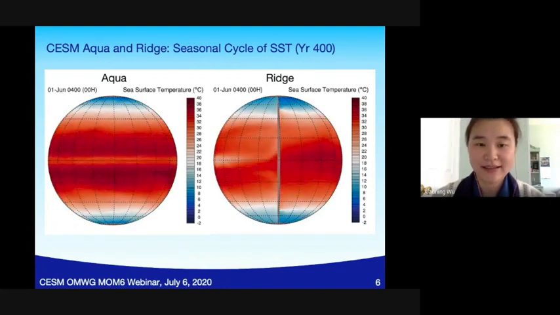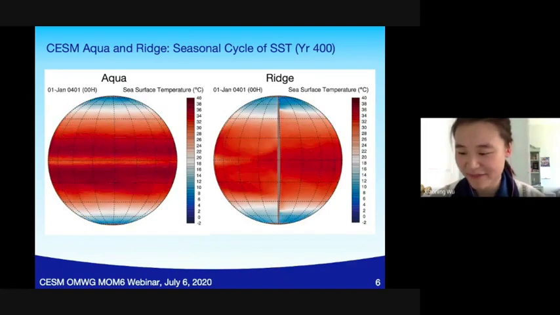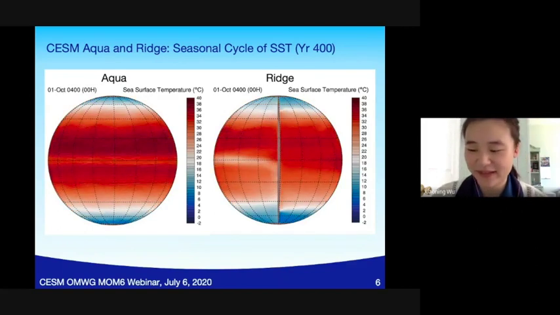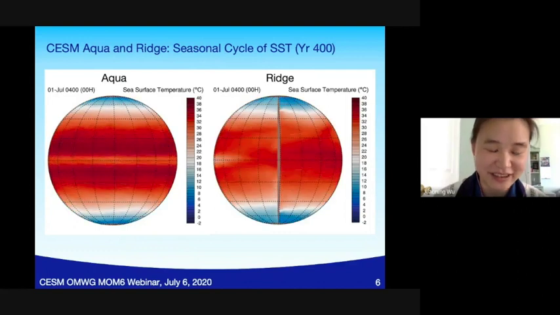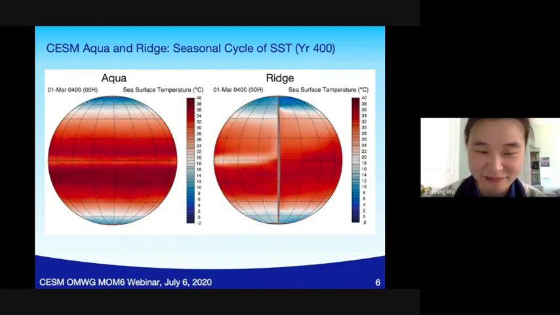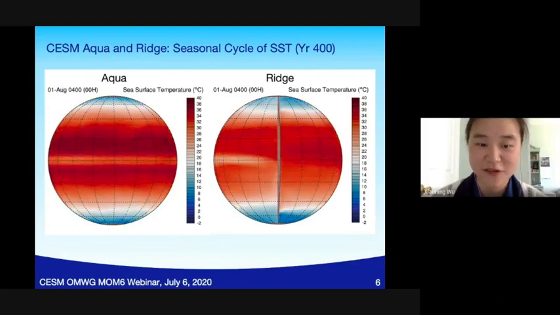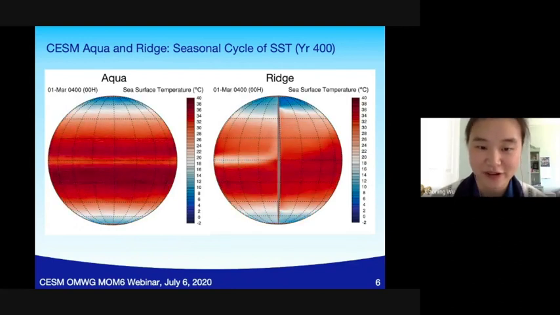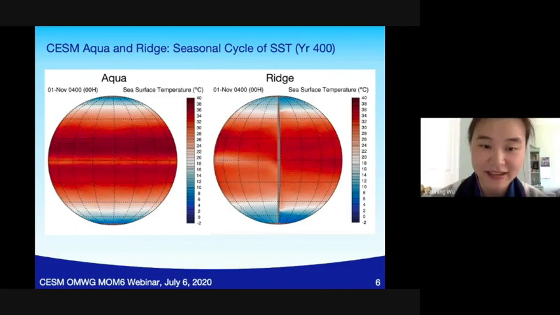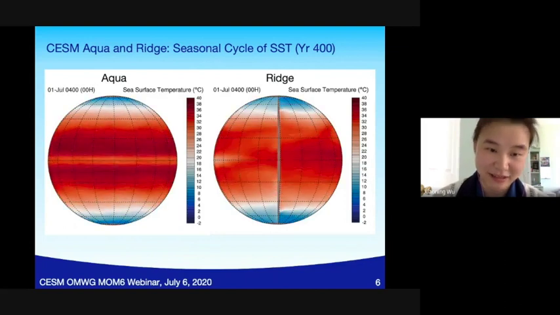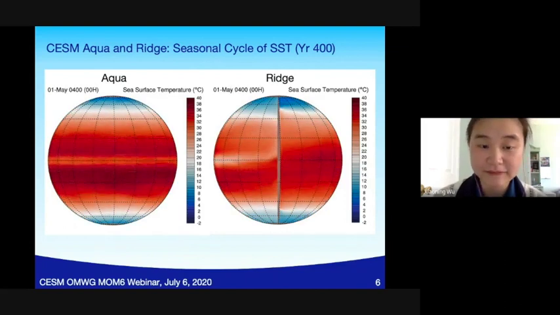On Aqua, we observe something very different from the assumed atmosphere-only kind of SST profiles, in the sense that we have a persistent global belt of equatorial upwelling. So we always get an SST minimum right on the equator throughout the seasonal cycle.